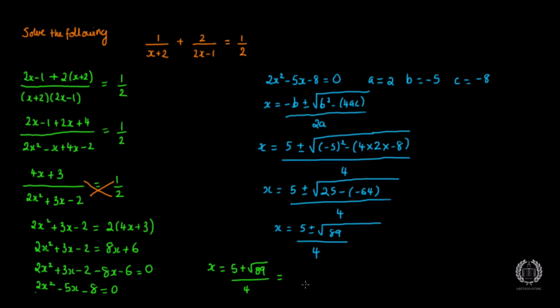That should give you, let's do 3 significant figures again, 3.61. That's your first answer. And the other one, we do 5 minus the square root of 89, and then divide that by 4. To 3 significant figures again, that gives us minus 1.11. Okay, so that's the answer for this one.